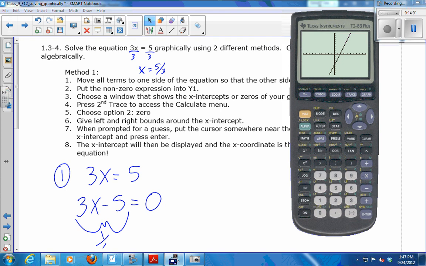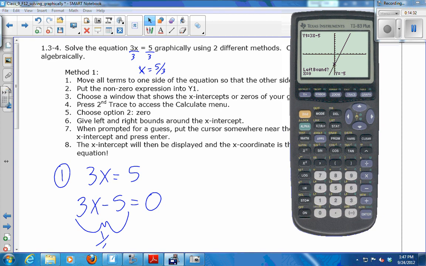So the way I find it, I can get my calculator to find it for me, is through the calculate menu. It says calc right above the 4th button from the left along the top. So it's in yellow, so you press the yellow button and then calc, and you choose 0. Okay. 0 is a synonym for x-intercept. So you'll have to remember that little piece of vocab. So 0 means x-intercept. So you choose option 2, it says 0.